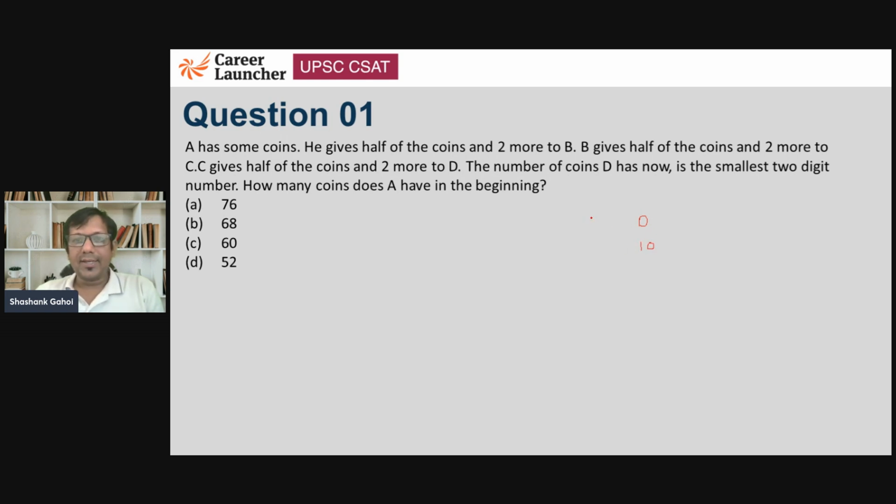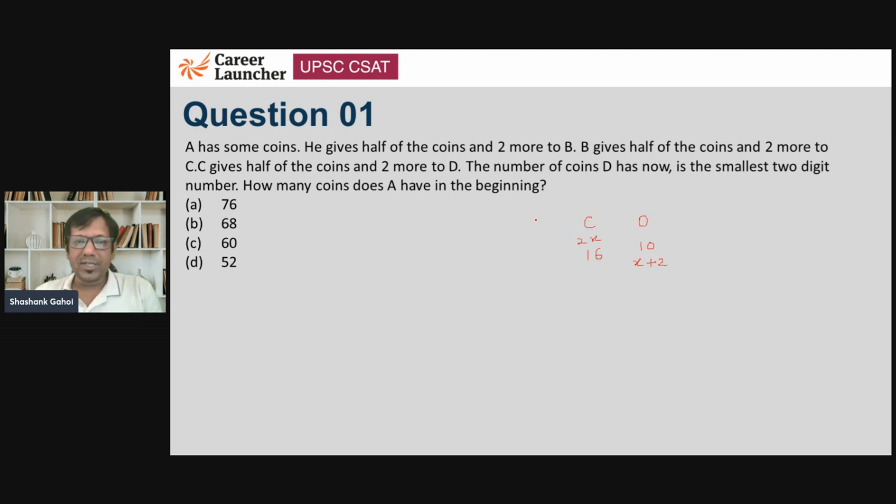Now let's say C has 2x coins. Out of 2x, C is giving half of it, that is x plus 2. So x plus 2 should be 10, so x should be 8, and 2x should be 16. It means C had 16 coins. It has given half the coins, meaning 8 plus 2, so D has 10 coins.